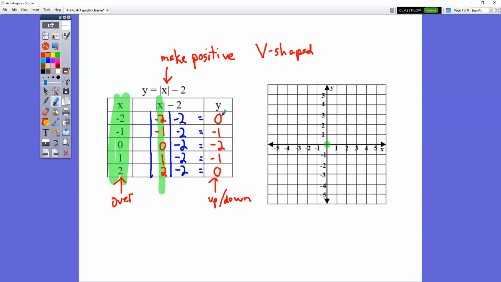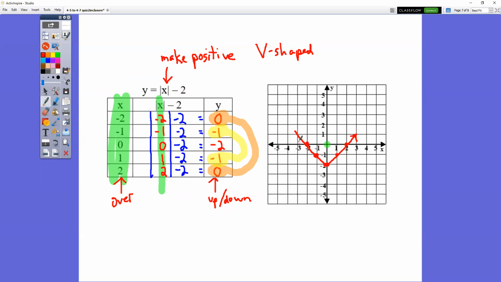Again, just like the previous question, to make that V-shaped graph, the first and the last numbers have to be the same. The second and the fourth numbers have to be the same. So starting in the middle, over to negative 2, up to 0. Over to negative 1, down to negative 1. Over 0, down to negative 2. Over to 1, down to negative 1, and over to 2, up to 0. Notice how this forms this perfect V-shaped graph.